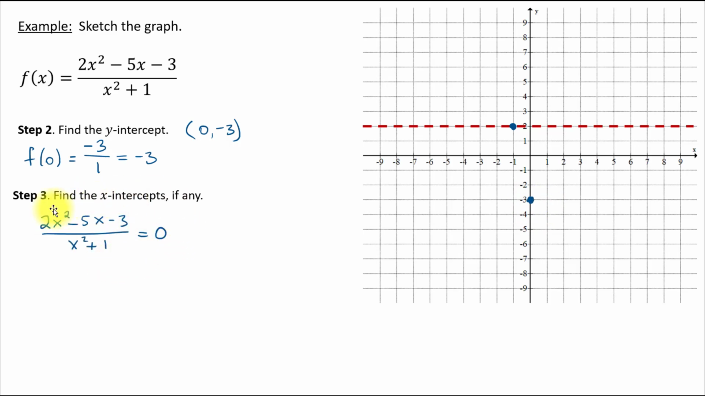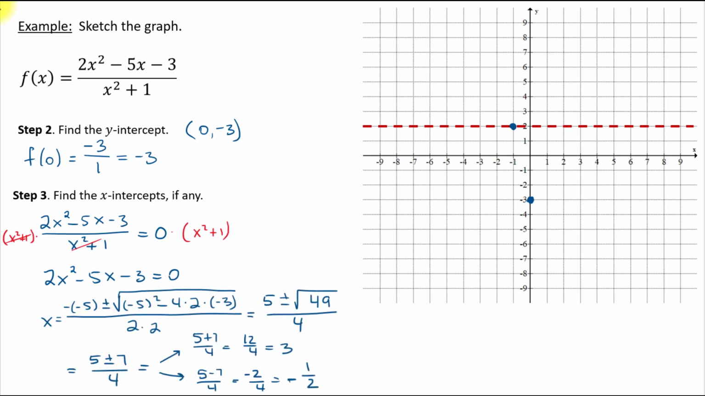To find the x-intercepts, we'll let y be equal 0. In other words, we need to solve this equation. After multiplying both sides by the denominator, and this way clearing the denominator, I am left with this quadratic equation. I'm going to use the quadratic formula to solve it. And this equation produces two solutions, 3 and negative 1/2. This means that the graph is going to have two x-intercepts, negative 1/2, 0, and 3, 0. I plotted them here.